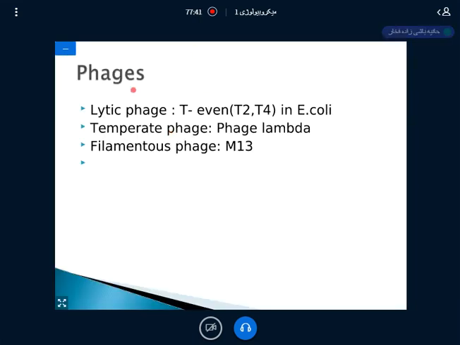Lytic phages are T-even phages. We call them T2 or T4 in E. coli. And temperate phage like phage lambda, and filamentous phage like M13 phage. Right? This kind of phage. We have three kinds of phage.